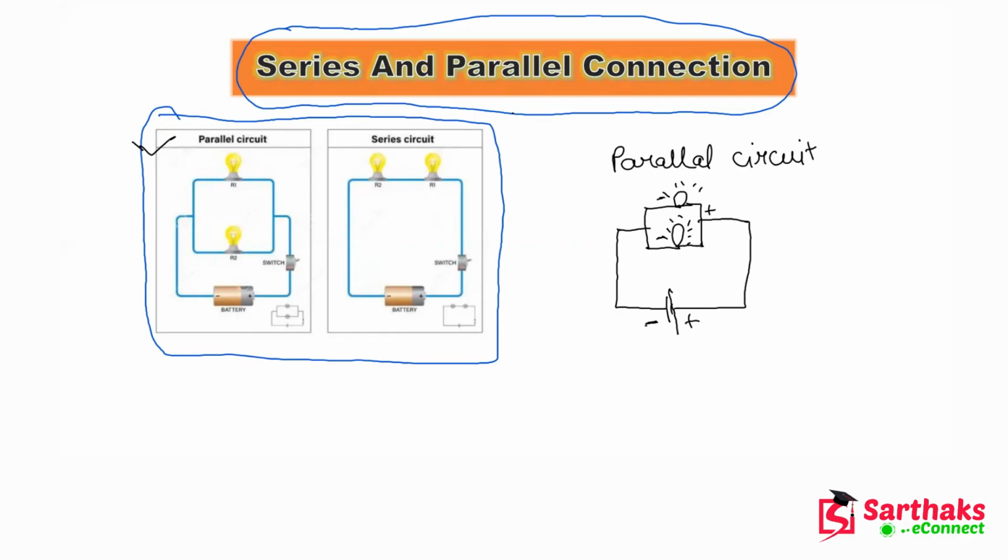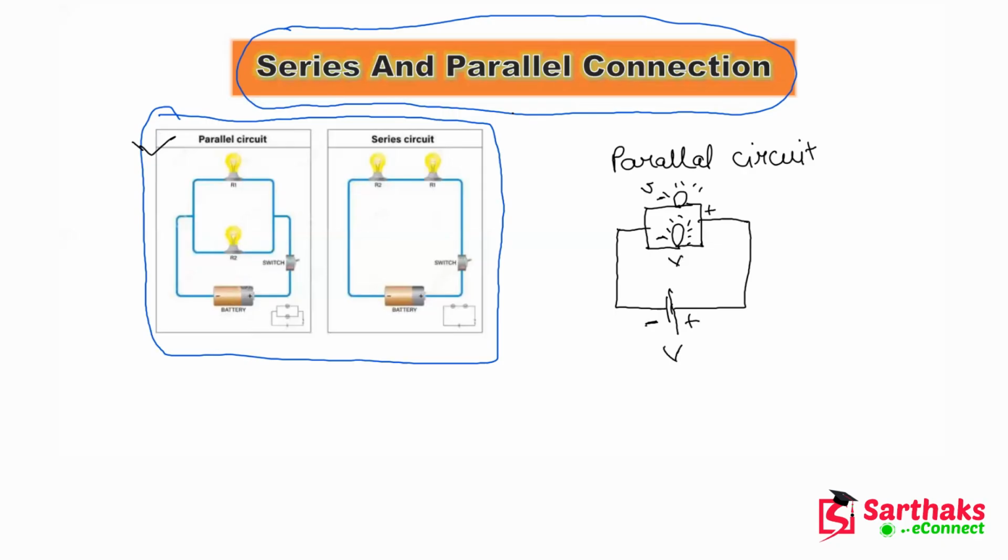Now, in a parallel circuit, the voltage is the same. Let's suppose the voltage of this battery is V. Now, the voltage of this bulb will also be V, and the voltage of this bulb is also V. It means the same voltage will go to both bulbs. I hope you get my point.